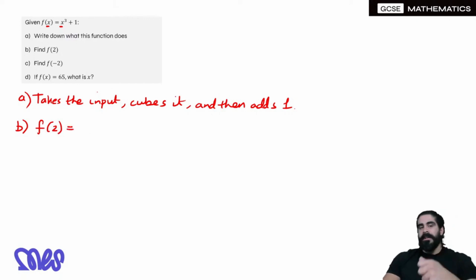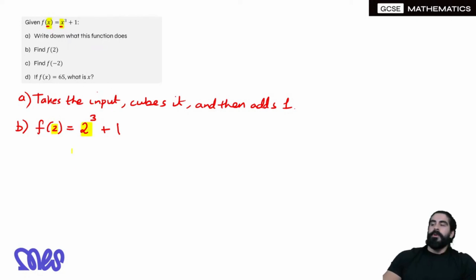So for part B, it's saying what's f of 2? So the input has changed to the number 2. It's going to take the number 2 and it's going to cube it and then add 1. I'm just going to highlight what we're comparing. So the 2 and the 2 here is the same as the x's. We're changing the inputs. f of x, x is the input. Now we just work it out. 2 cubed is 8 plus 1 equals 9.